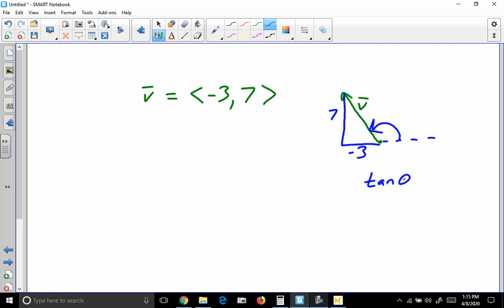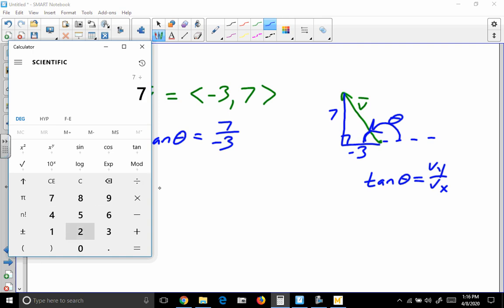And it turns out the formula for this is tangent theta is the y part over the x part. So if we take tangent theta of 7 over -3, think about this being a right triangle. There's a relationship between this angle and that angle, but the vertical part over the horizontal. So if we take our calculator and do 7 over -3, and then we take inverse tangent, we get -66.8.